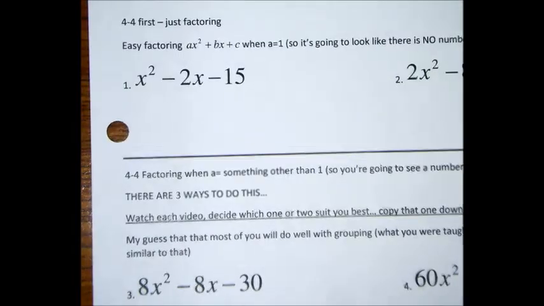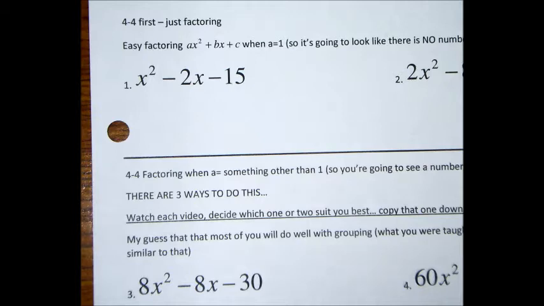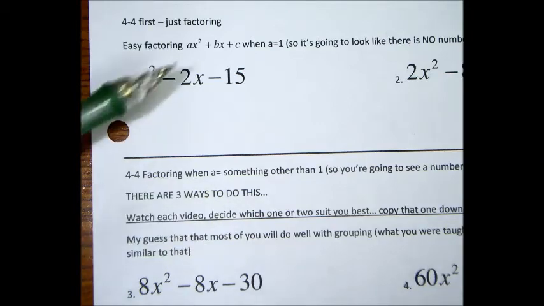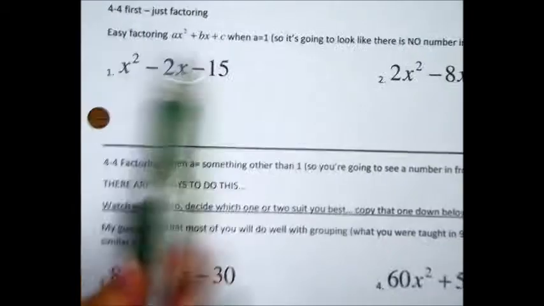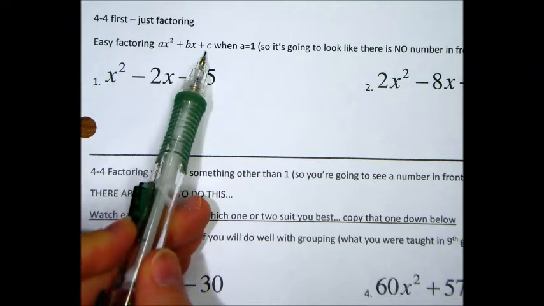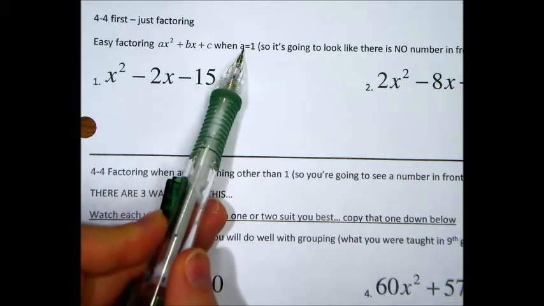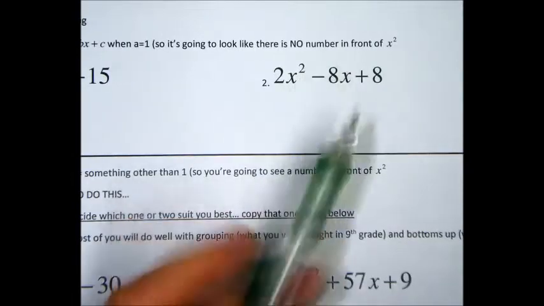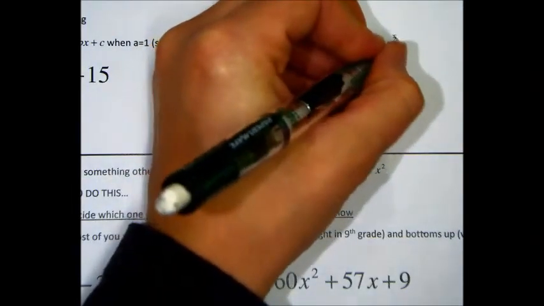Alright, so 4.4 is just about factoring, kind of recalling those skills. There's two types of factoring. There's easy factoring and then there's maybe more difficult factoring. First thing, easy factors. You have ax squared plus bx plus c, which is standard form, but I want to talk to you about when a is 1. Now when a is 1, it's going to look like there's no number in front of your x squared.